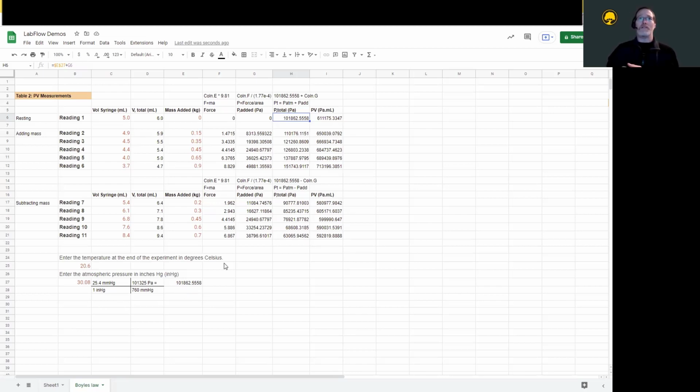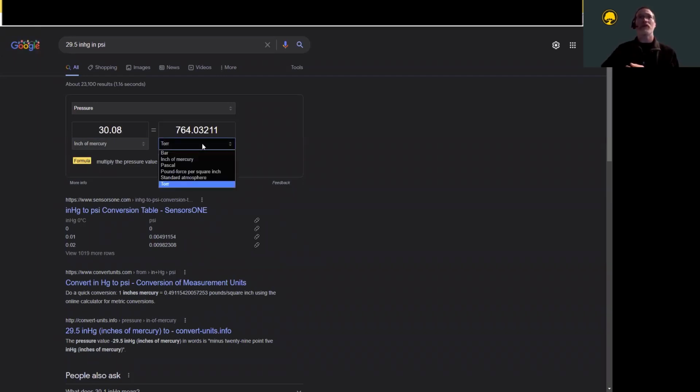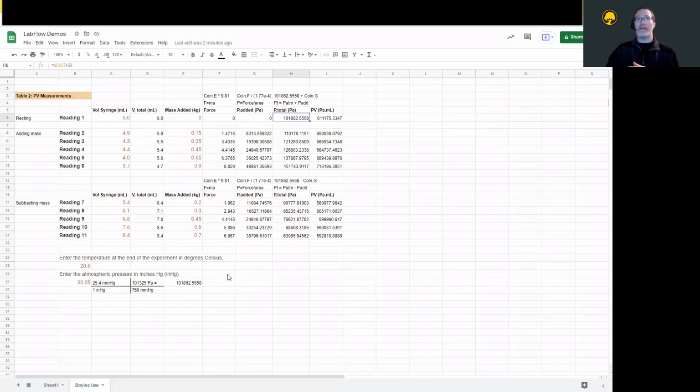The other way, of course, and this isn't cheating, is I could go up here and say, okay, 30.08 inches of mercury, Google, why don't you tell me about pascals? And they tell you for an approximate result, multiply by this number, but there it is, 101,862 and change. That's what I have right here. So however you want to do it, you need to start in pascals because that's what our force unit is going to end up giving us in the later calculations.